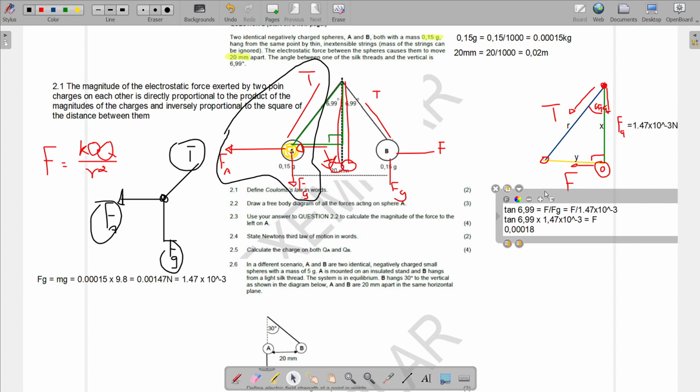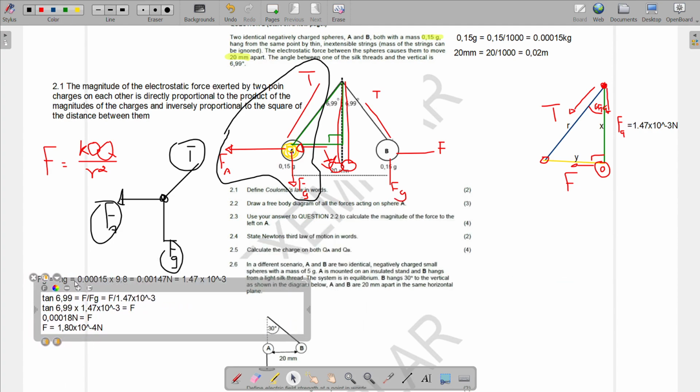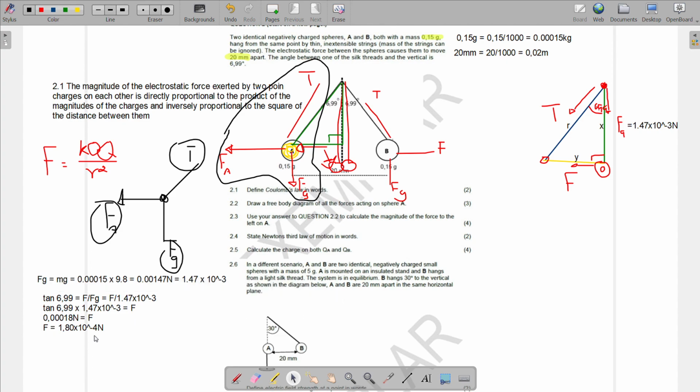0.00018023288 newtons. In scientific notation, the force applied is equal to 1.80 multiplied by 10 to the exponent of negative 4 newtons, because there are 4 zeros. So this is going to be our force applied, which means it is now answering question 2.3. So 2.3 is answered in that manner.